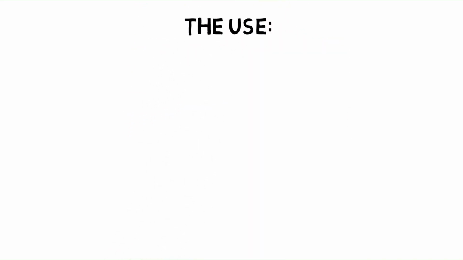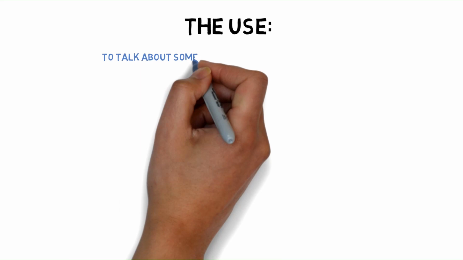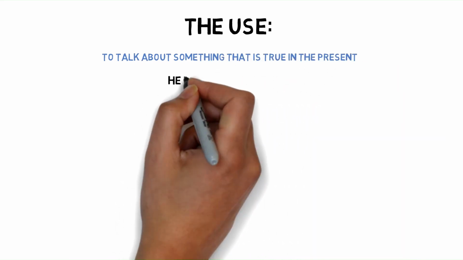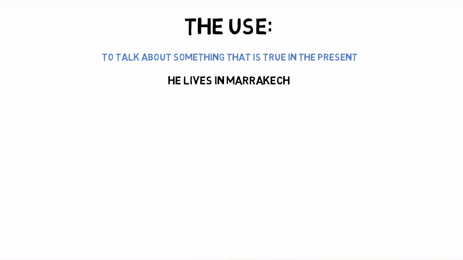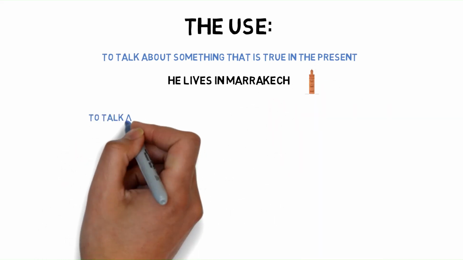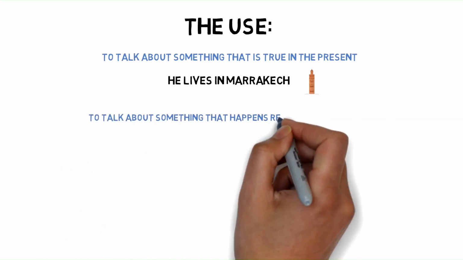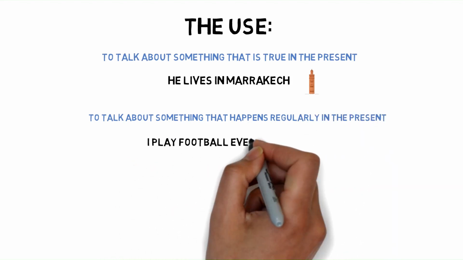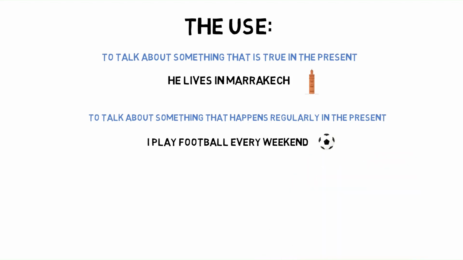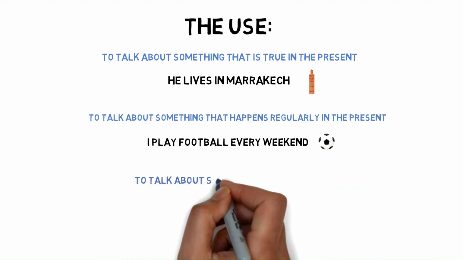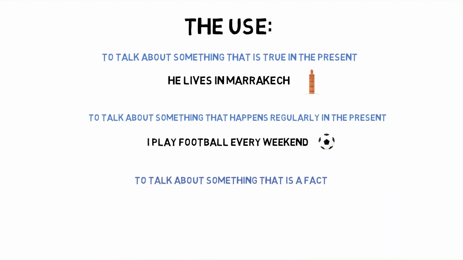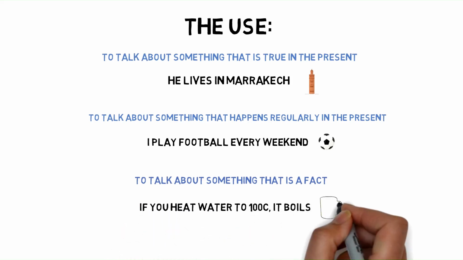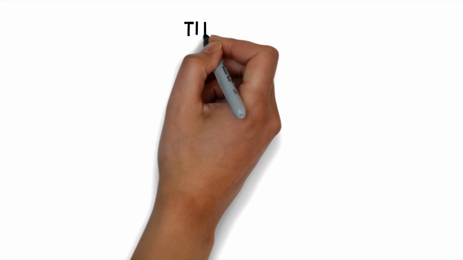For the use, we use the present simple to talk about something that is true in the present. For example, he lives in Marrakesh. We also use it to talk about something that happens regularly in the present. For example, I play football every weekend. And finally, we use it to talk about something that is a fact. If you heat water to 100 degrees, it boils.